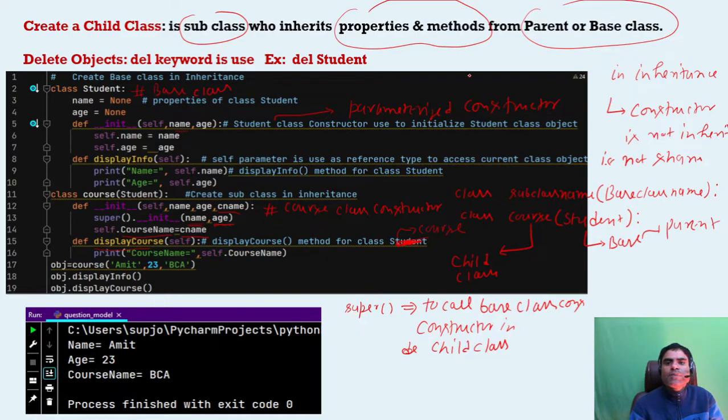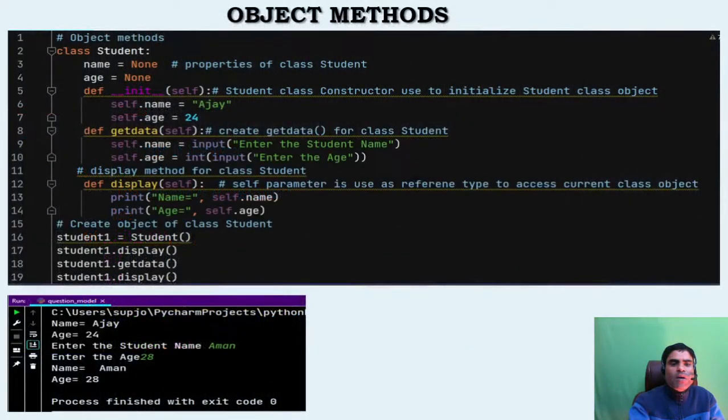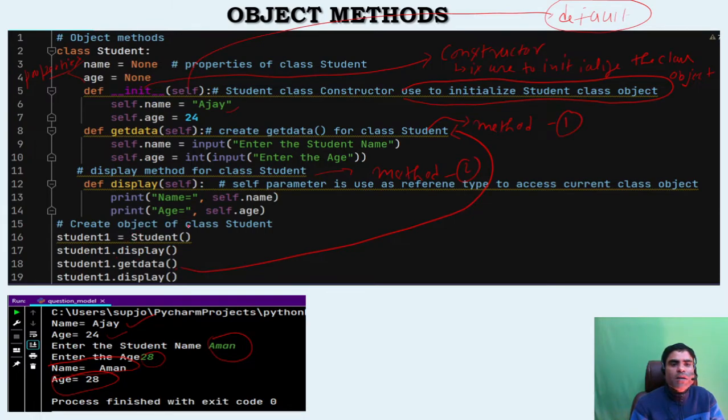In inheritance we always create the object of the child class. So we have created the object of the child class, that is Course, and in this class we have passed three parameters. Why? Before that, in the earlier lectures, when we created the object in this slide, we did not pass any parameters, because we were using the default constructor, so it automatically initialized the properties with the default values that we had given.